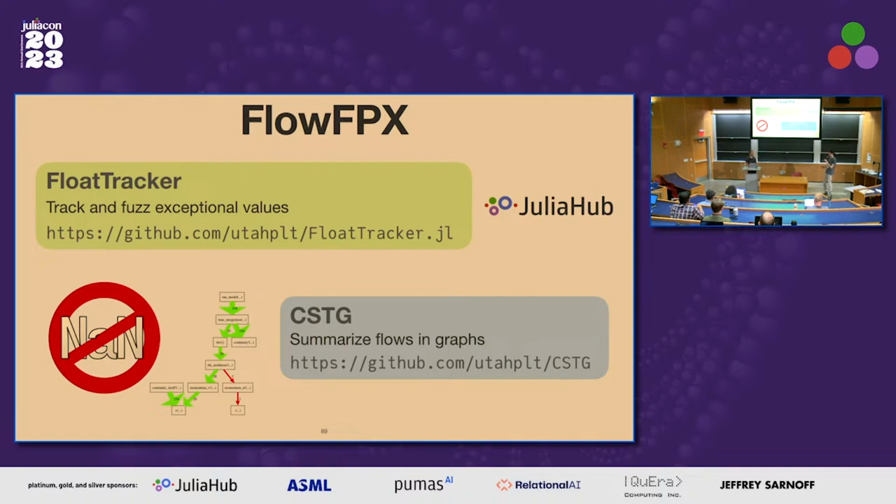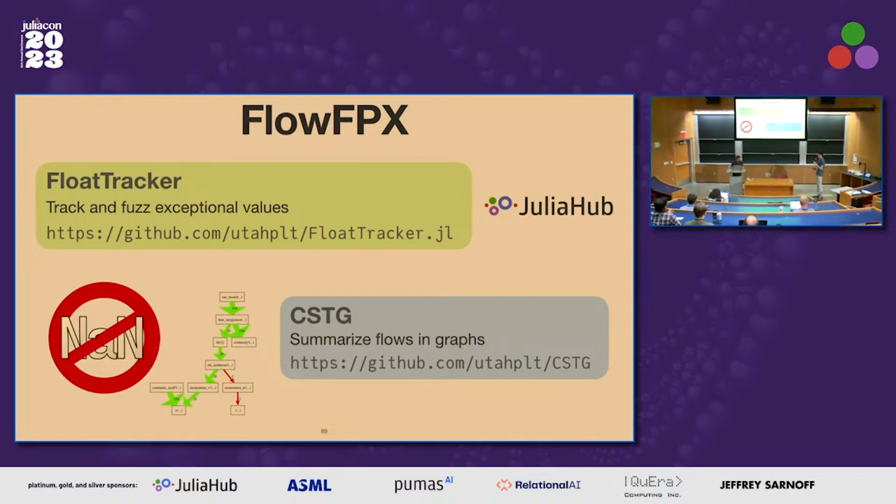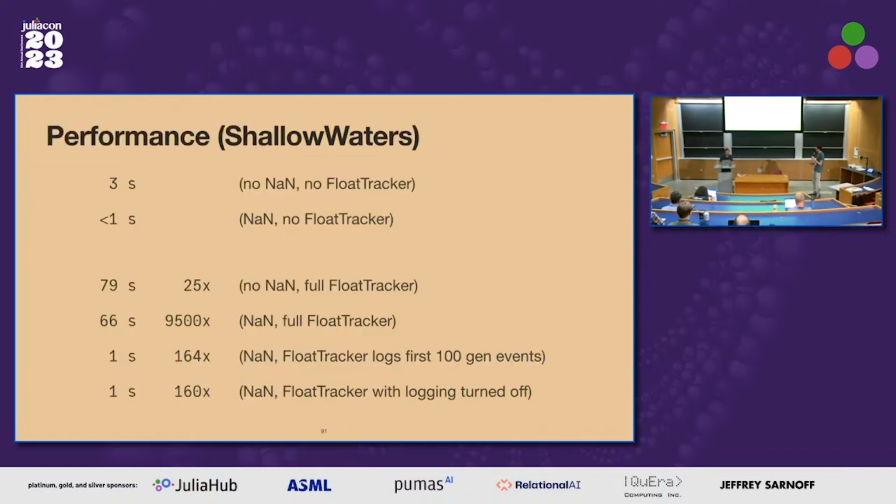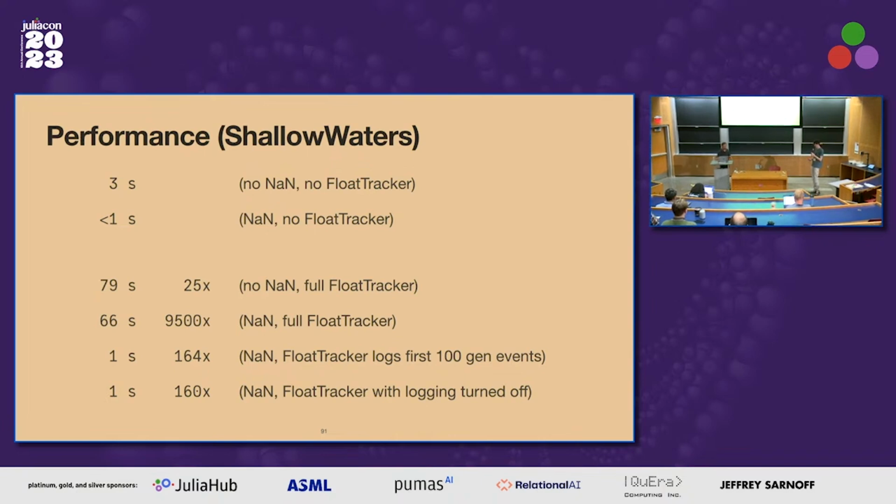And I have a question, which is, can you comment on the overhead of this? Like if you're running something like shallow water, what's the slowdown? Yeah, let's see. I actually have numbers for that exact thing. It's big. So if you run shallow waters without a NaN, it runs in about 3 seconds. If it gets a NaN, it aborts in less than a second. If you turn on float tracker and get a NaN, it runs for over a minute. It's like a 9,000 times slowdown.